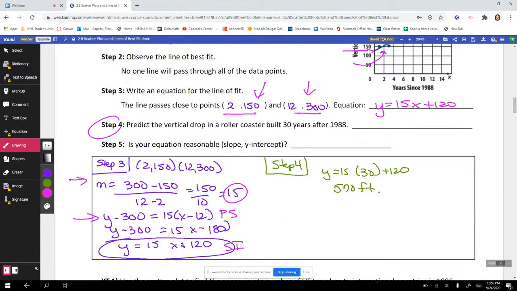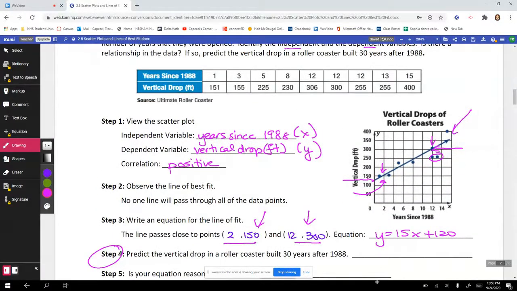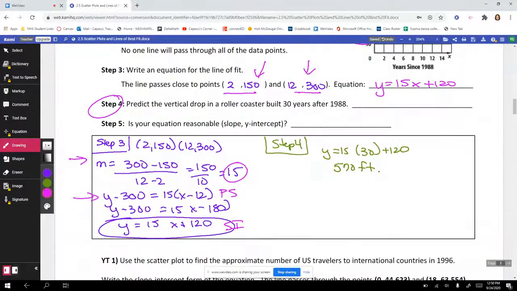So let's look at step 4. Predict the vertical drop in a roller coaster built 30 years after 1988. Now, again, we're noticing as years go up, so are the vertical drops. I guess the technology is better. So I'm going to substitute 30 years after 1988. Sometimes they'll give you a year itself, like 2020 or 2022, and then you have to figure out how many years from the start date, in this case 1988. Okay, so I get 570 feet when I substitute that in.